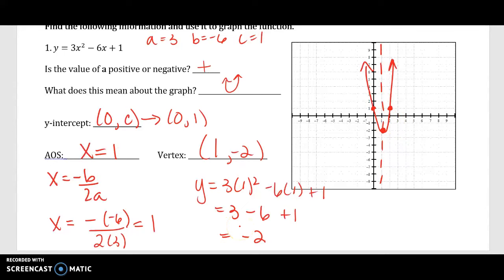So what are the big takeaways so far? Well, we want to make sure we know how to find the axis of symmetry, which is this right here. And once we have that axis of symmetry, we plug that x value in to get out the y value of the vertex.